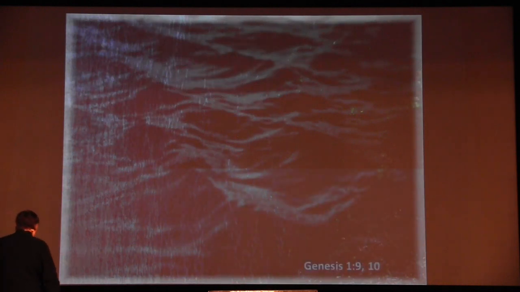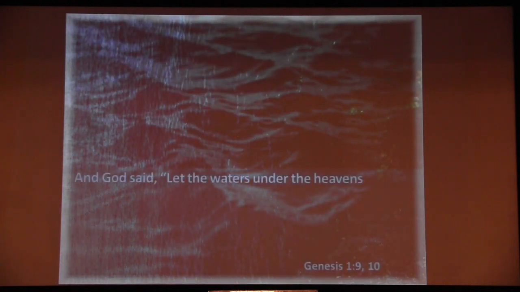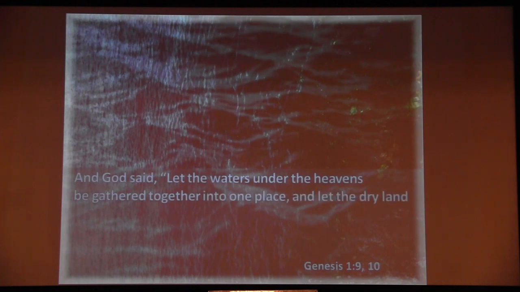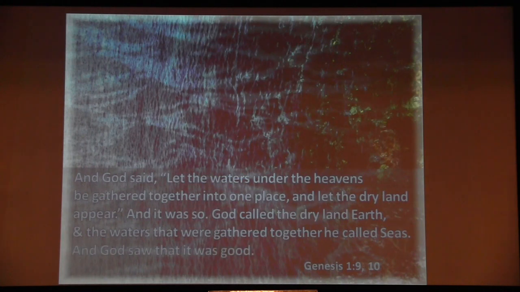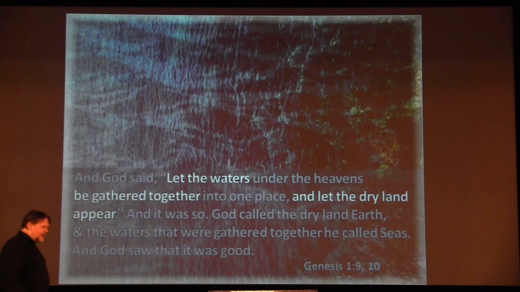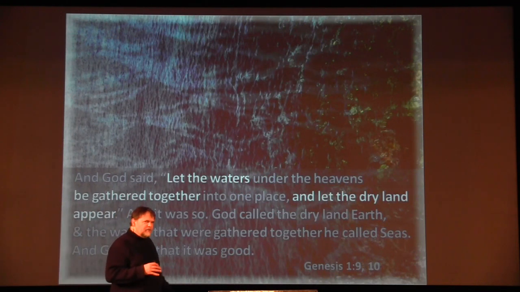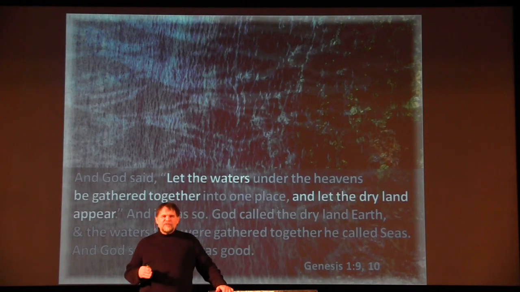And on another day, God said, let the waters under the sea be gathered together into one place, and let dry land appear. And it was so. And God called the dry land earth, and the waters that were gathered together he called seas. And God saw that it was good. Let the waters be gathered together, and let the dry land appear. Can you see that? I mean, it's fascinating.